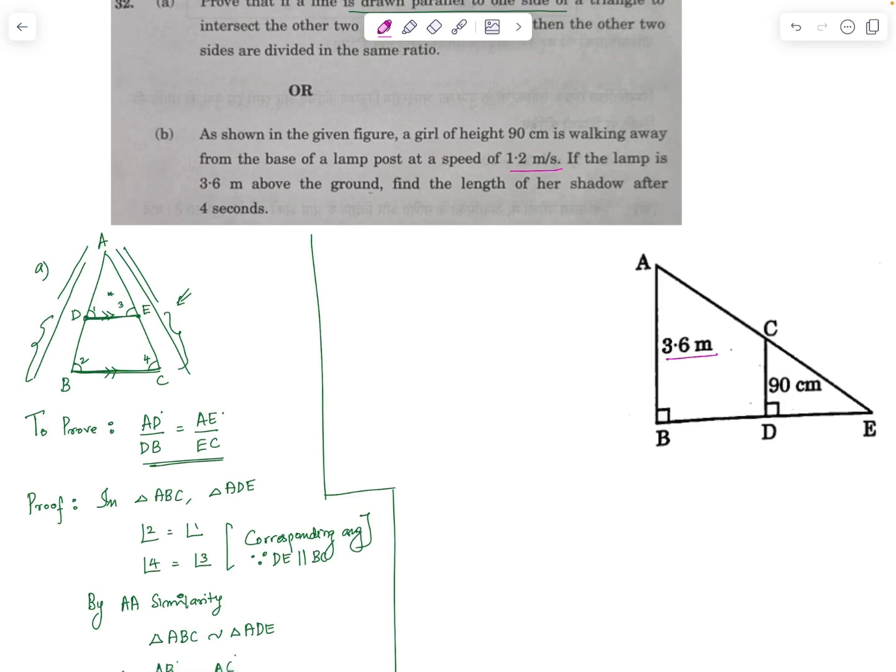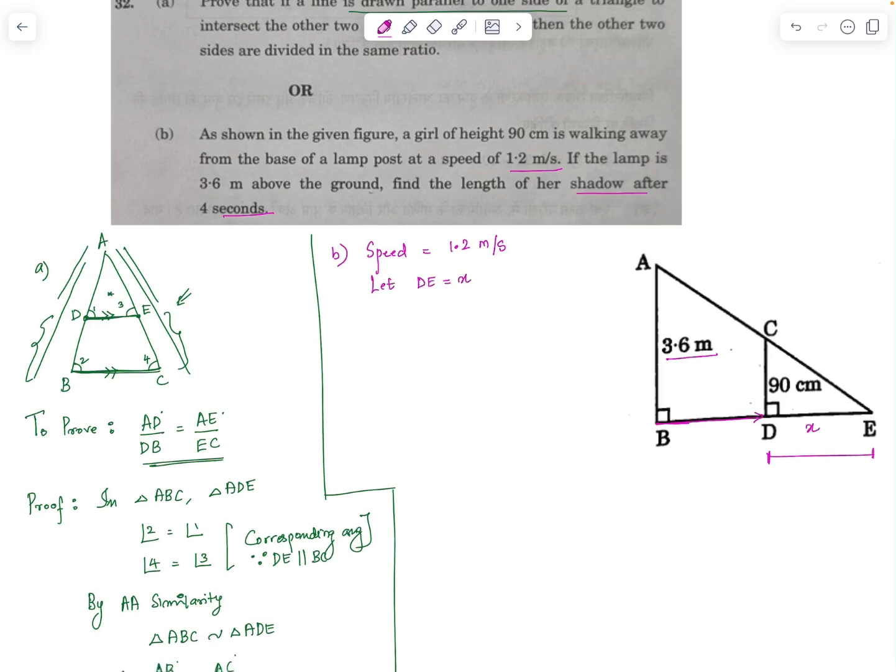She walks at a speed of 1.2 meter per second from the base of the lamp post. That is, from B to D she has traveled, and the speed with which she travels is 1.2 meter per second. Find the length of her shadow after 4 seconds. Here the length of the shadow refers to this part actually, DE. From B to D she takes 4 seconds. After she reaches the point D, her shadow is DE. That DE is what we have to calculate. Let us take that DE as x.